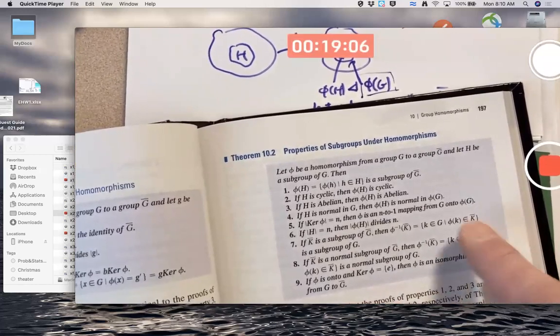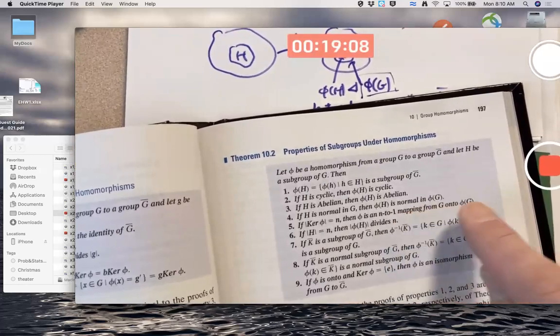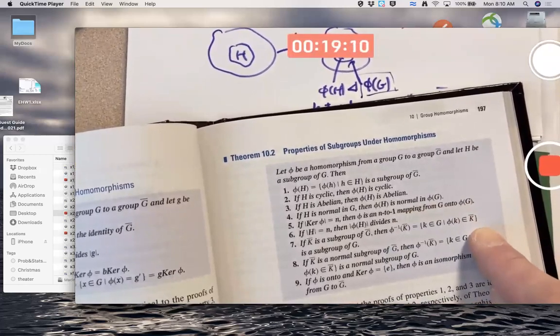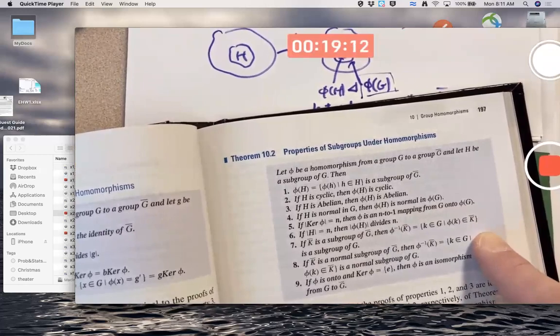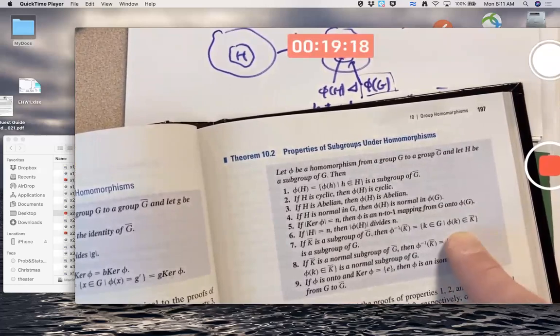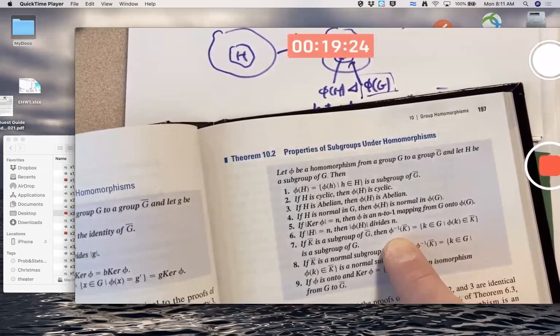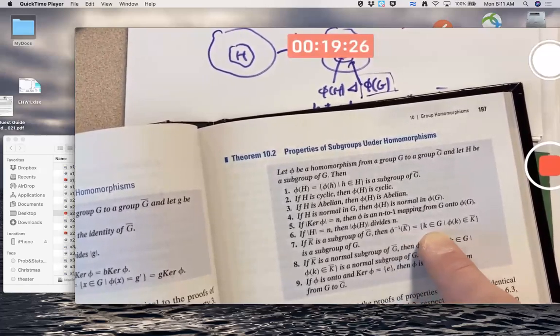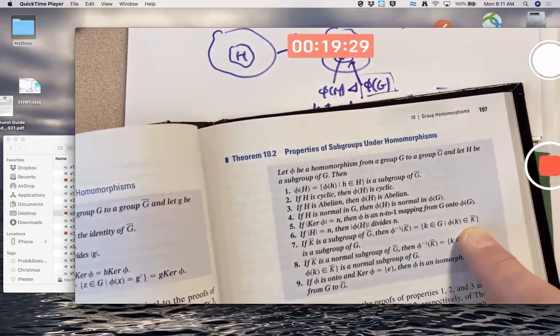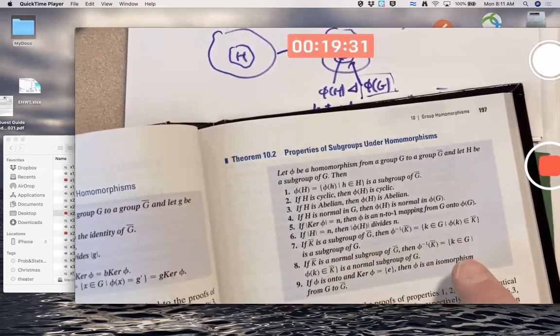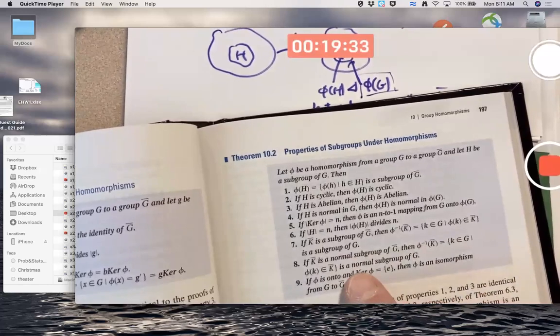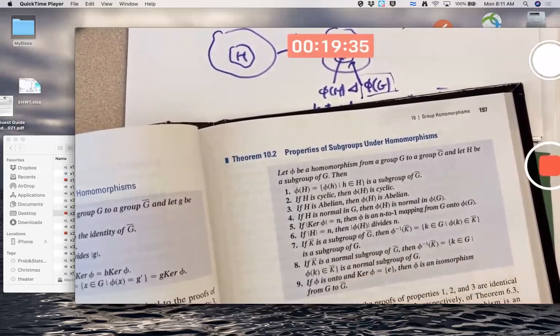These two symbols, once again, are inverse images. You're not saying phi inverse exists when you write these things. So if K bar is a subgroup of G bar, then this set called the inverse image of K bar under phi, writing with this notation, even though phi inverse may not exist, is the set of all things in G that get mapped to K bar, is a subgroup of G. And moreover, if K is normal, then this inverse image is also normal.